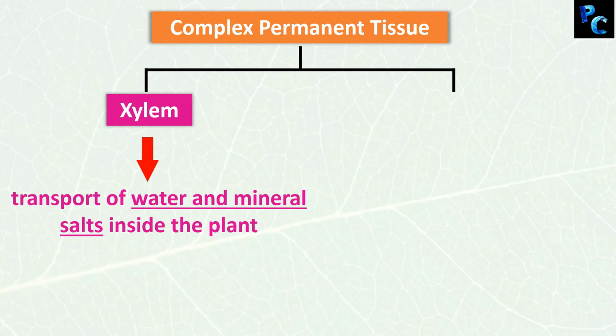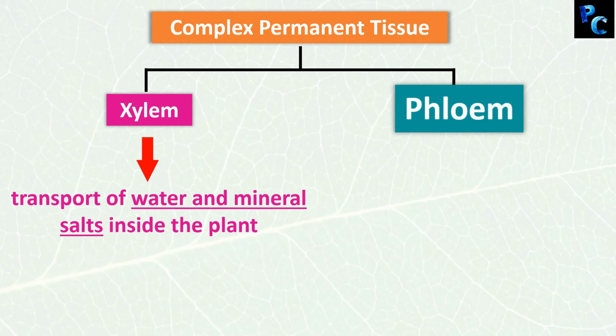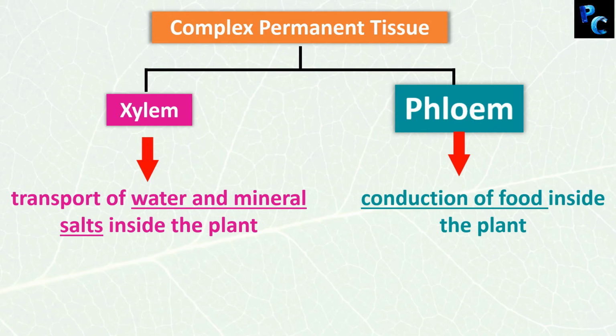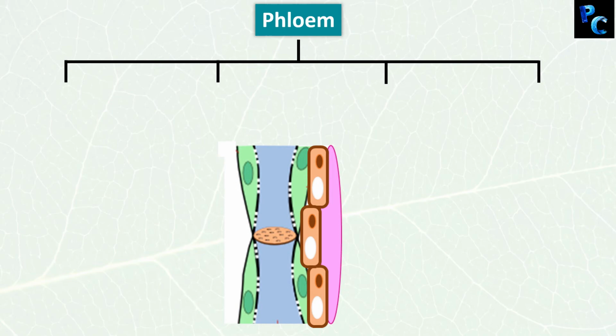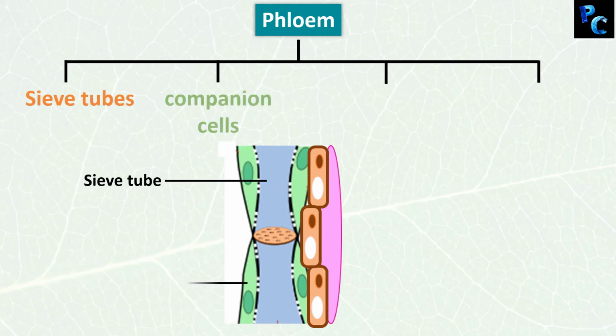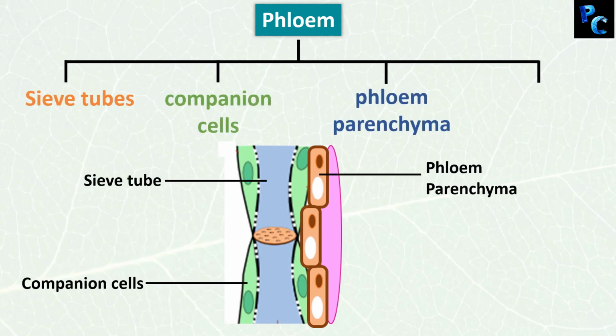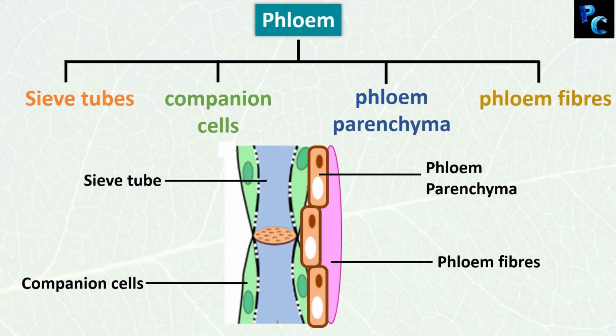Next we will talk about another complex permanent tissue, the phloem. So what does phloem do? Do you remember? Yes, you are correct. It transports food to all parts of the plant. Phloem, like xylem, is also made up of 4 elements: the sieve tube, the companion cell, the phloem parenchyma, and the phloem fibre. Let's see about each of them.